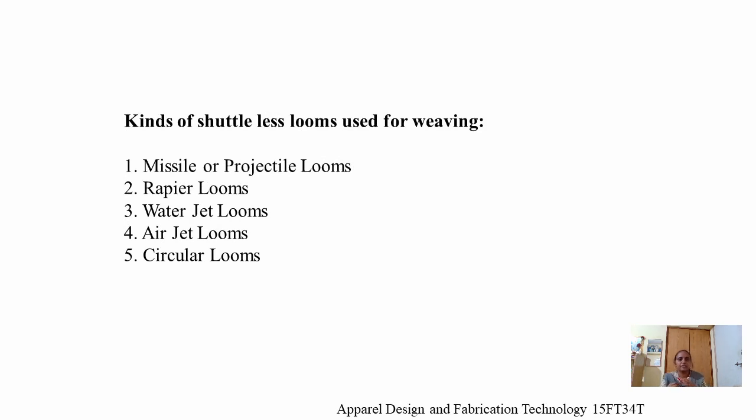But what are the kinds of shuttleless looms used for weaving? There are many types of shuttleless looms: missile or projectile looms, rapier loom, water jet looms, air jet looms, circular looms. These are the shuttleless looms used for weaving.